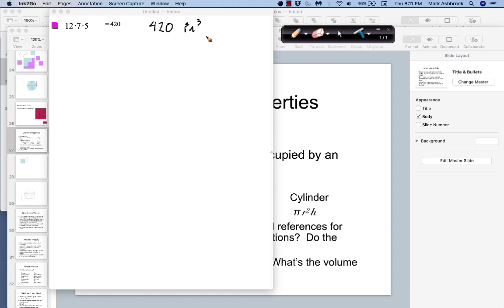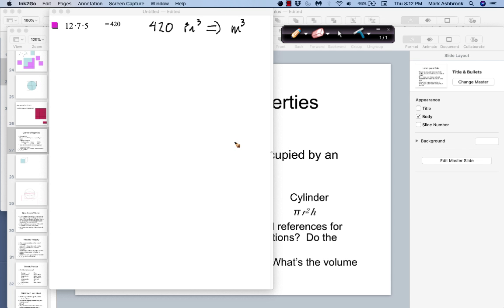And so now the goal is we want to see how many meter cubes that is. So do you think one shoebox is bigger or smaller than 1 meter cube? A meter cube is pretty big. It's like a big box that you could actually crawl into. So a shoebox is going to be much smaller than a meter cube. So when we do this conversion, we're expecting a number smaller than 1, a fraction of a meter cube that is equivalent to 420 inch cubes for a shoebox.